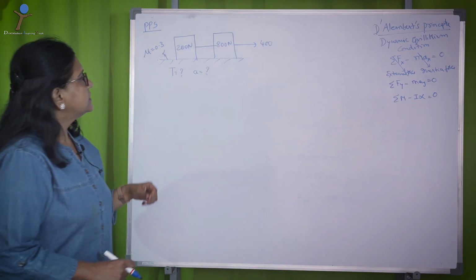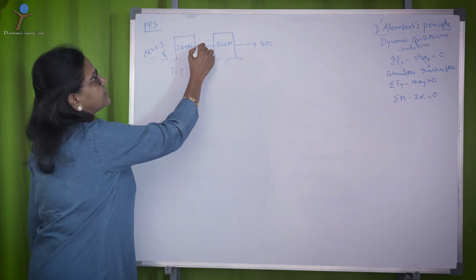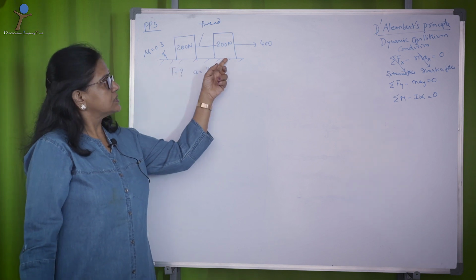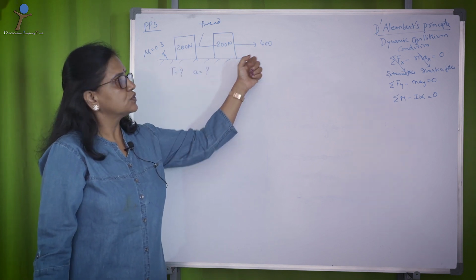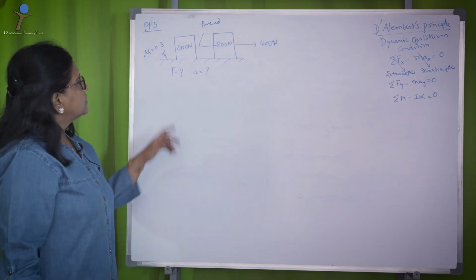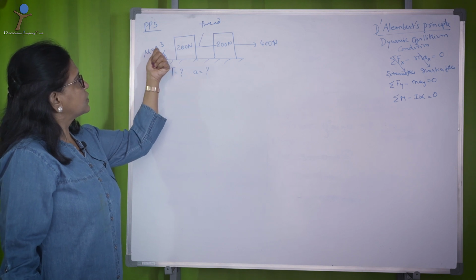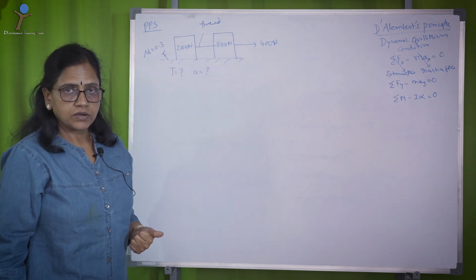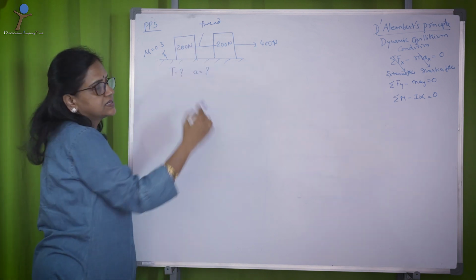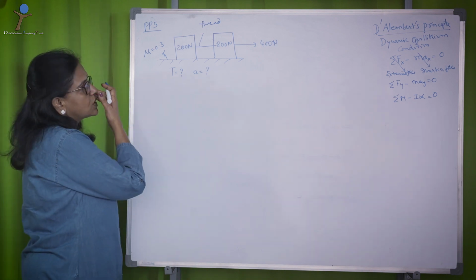Now coming to the problem, we have two weights 200 Newton and 800 Newton connected with a thread. These two blocks or weights are pulled by an external force of 400 Newton in the right direction. Now the surface friction, which is mu, is equal to 0.3 for both the blocks. Now the question is, calculate the tension in the thread and the acceleration of the system. Now let us start step by step.